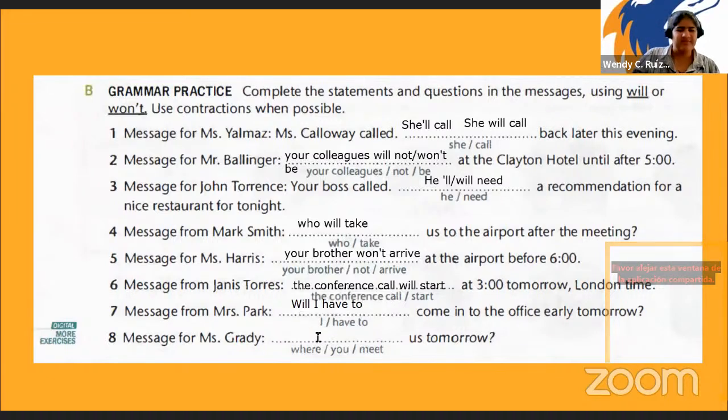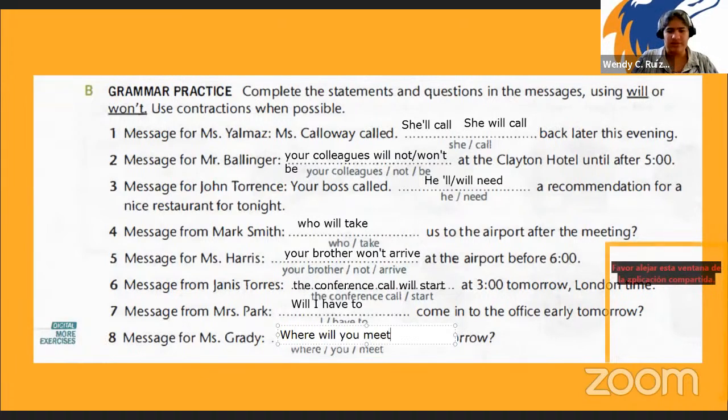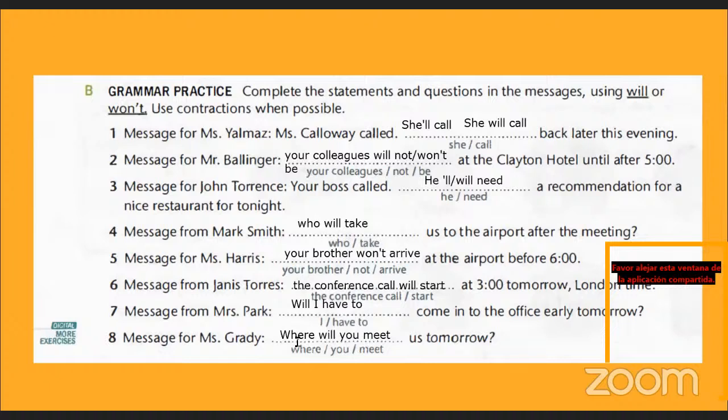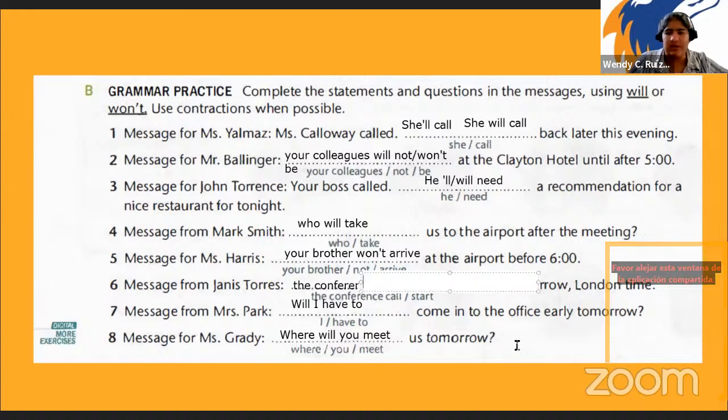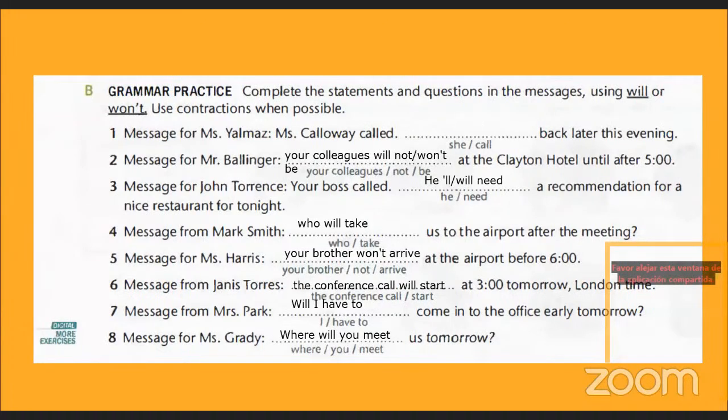La última es la número 8. ¿Cómo sería la 8? Sería where will you meet? Correcto, mire, ahí está la pregunta. Where will, y aquí sí tenemos un pronombre y el pronombre es you. Mire, aquí está la misma estructura: WH, de ahí will, y de ahí en este caso you, meet us tomorrow. Perfecto, entonces sí depende, tenemos positivas, tenemos negativas y tenemos preguntas. Depende de la que ustedes quieren decir.